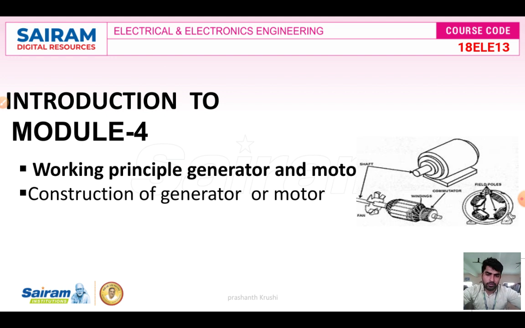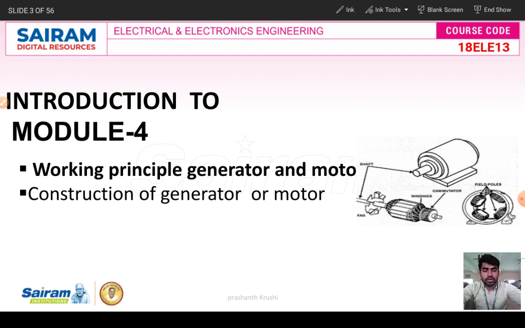So module number 4 covers the working principle of the generator and motor, and the construction of the generator and motor. See here, this part is the stator part of the motor. This one is the rotor part, the rotating part of the machine. The fan is for cooling purposes. The commutator will be present, the winding will be present, and the field windings and field poles are present.